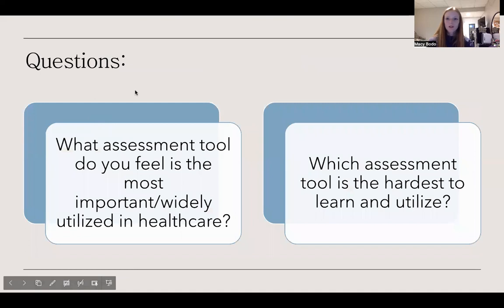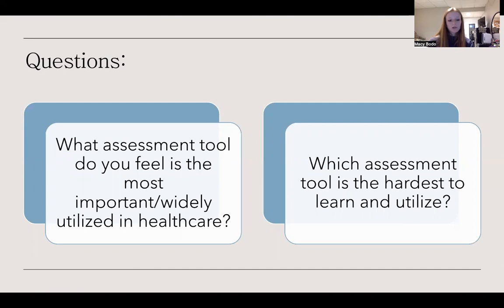So these are questions that, since I'm doing a recorded PowerPoint, that I think might get asked if I was doing it to a live audience. So the first one is, what assessment tool do you feel is the most widely used and important in healthcare?